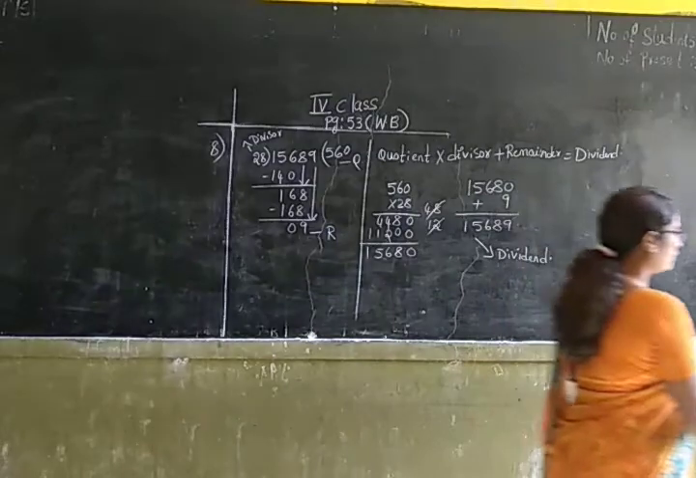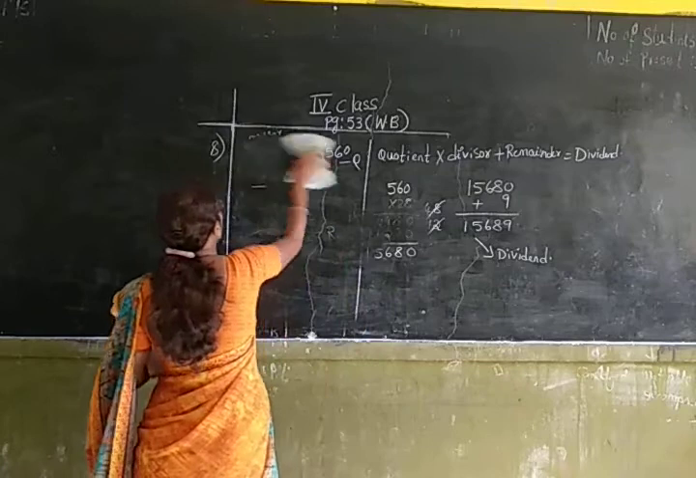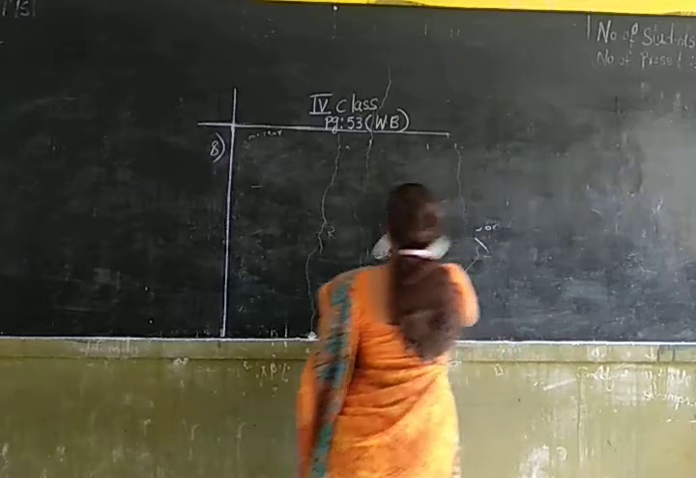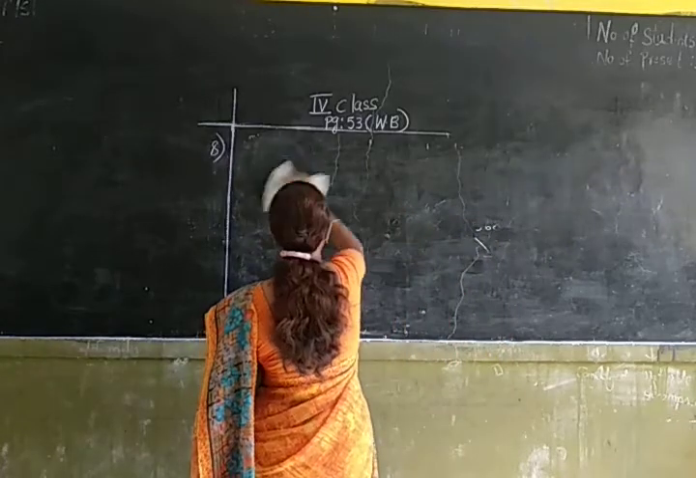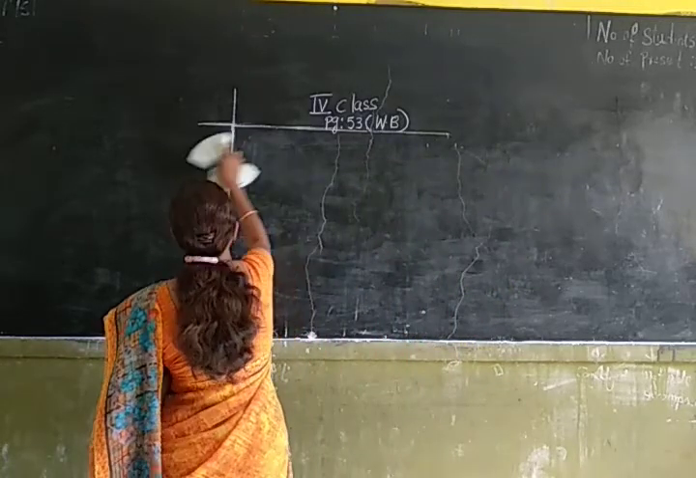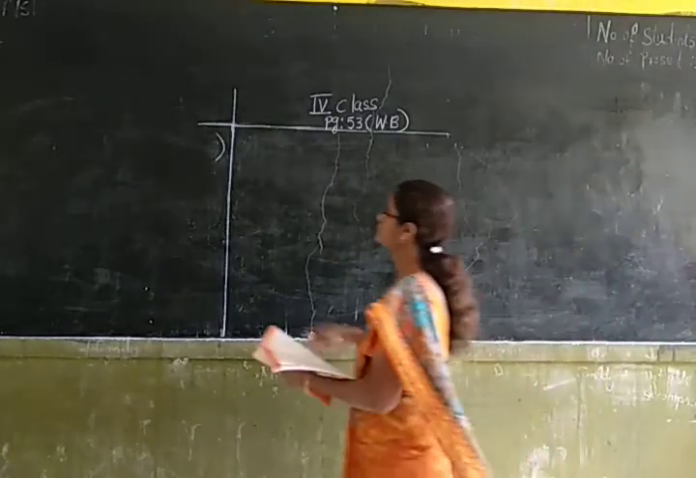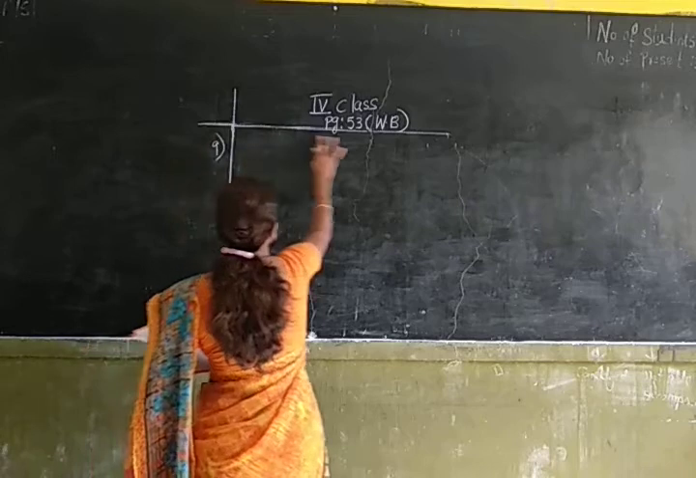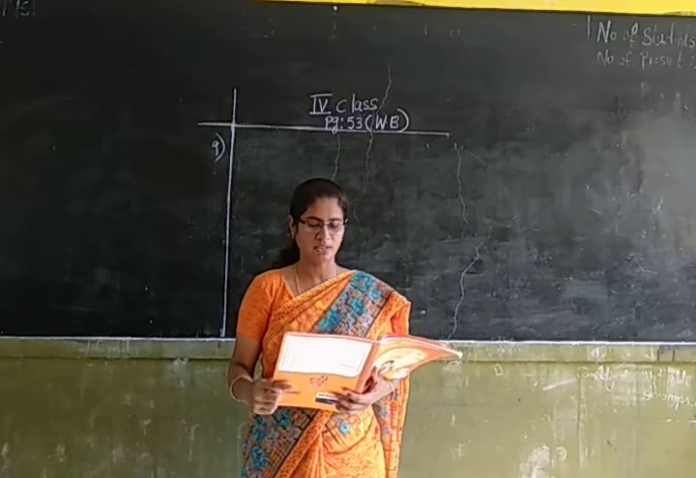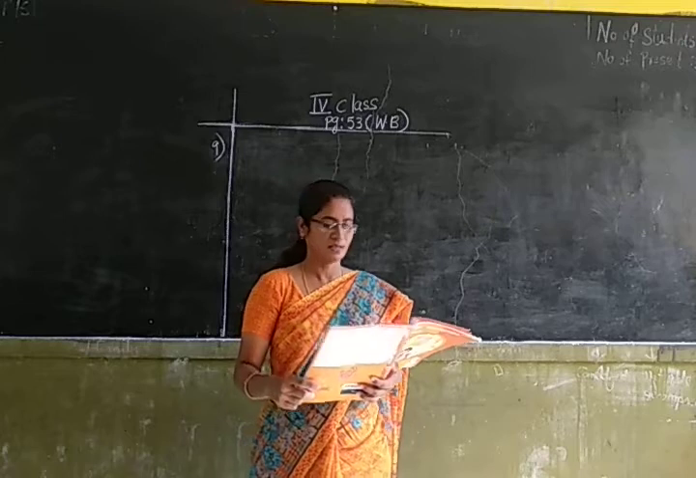Okay, children. Now let us move to the ninth sum. So what is the ninth sum? When we divide 5632 with a number, we get 165 as quotient and 22 as the remainder.